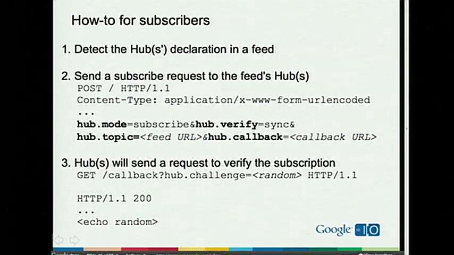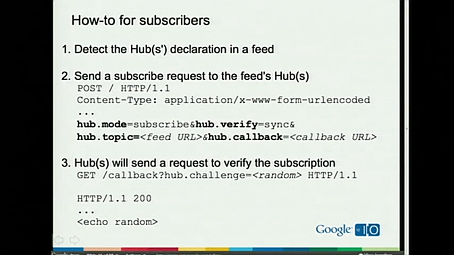In this case, you say post to it again, form URL encoded like a browser. So these are really simple webhook calls. Again, you set the mode to subscribe. In this case, you have a verify parameter, which says if you want to do synchronous or asynchronous. You say the topic feed that you want to subscribe to, and then the callback URL. So when an event happens on this feed, where do you call back?